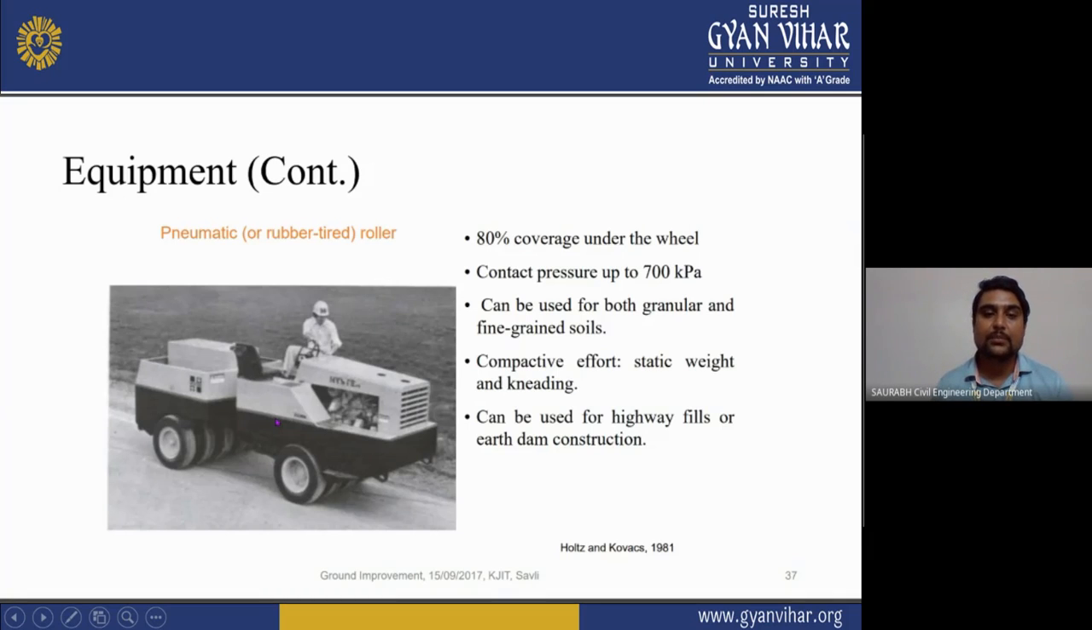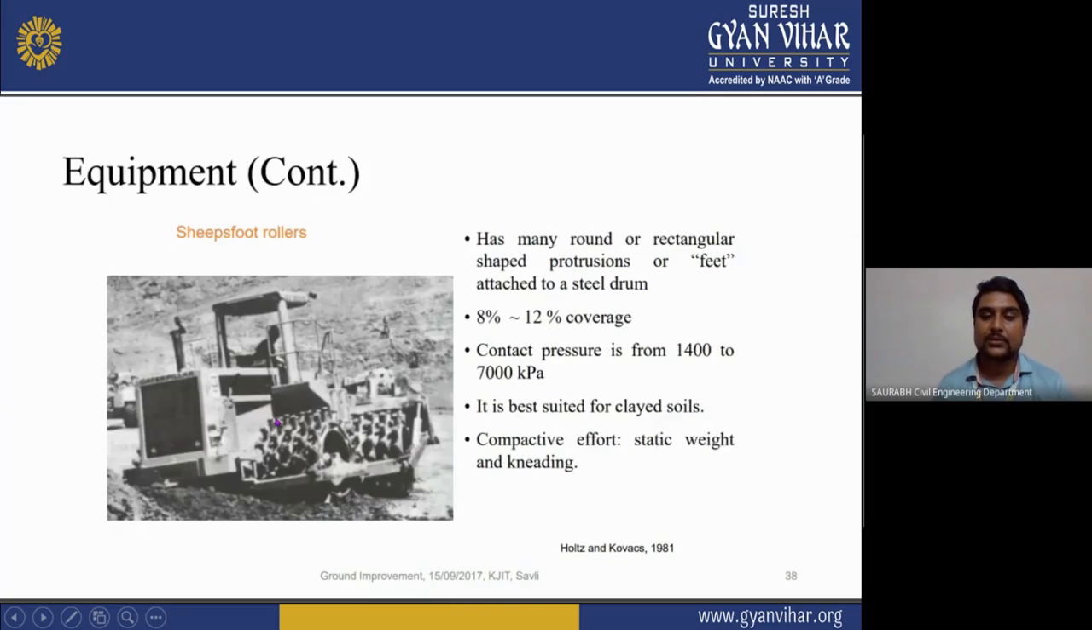And this is your pneumatic rubber tired roller, which is also used for the improvement of the ground. It can be used for both granular and fine grained soil. The compaction effect is static, by static weight or by kneading, and it can be used for highway fill or earth dam construction. So you can see that here is a different equipment which is known as sheepsfoot roller. I have prepared one separate video which you can watch to know the function of the sheepsfoot roller.